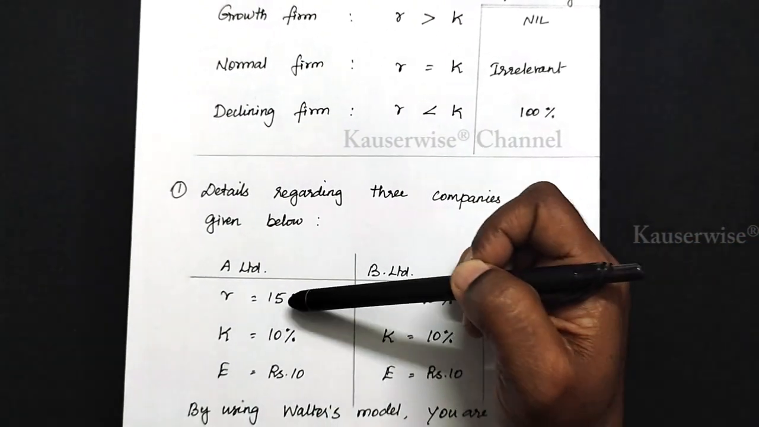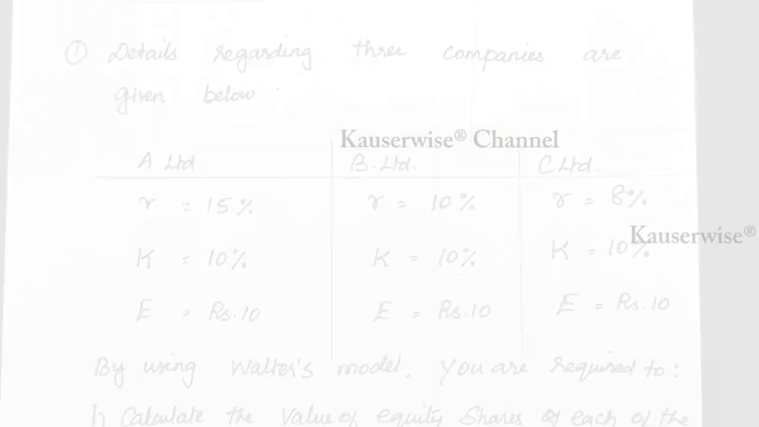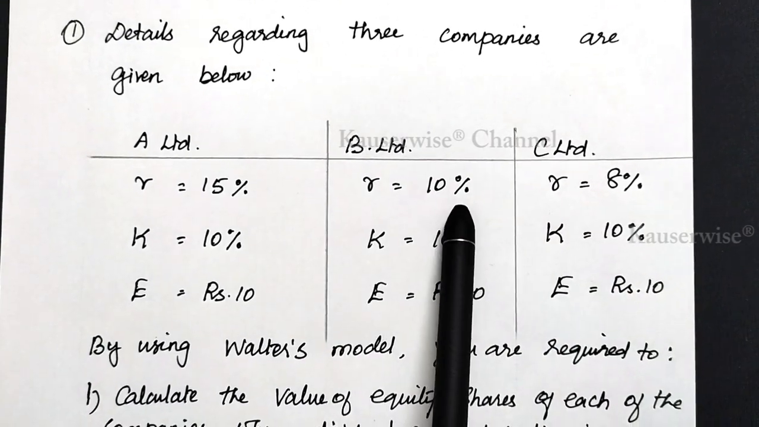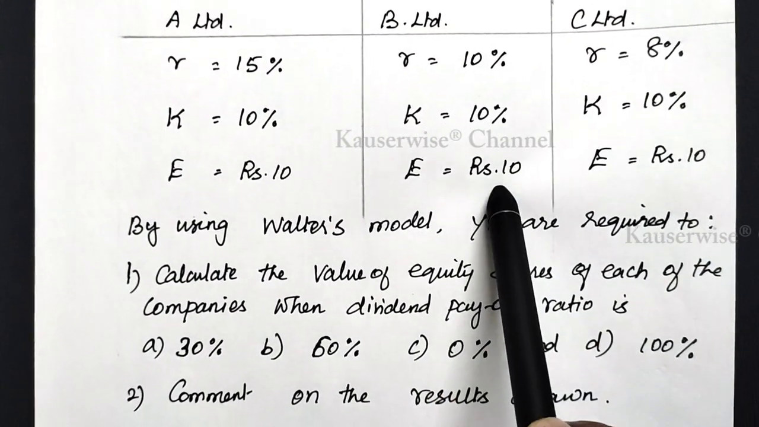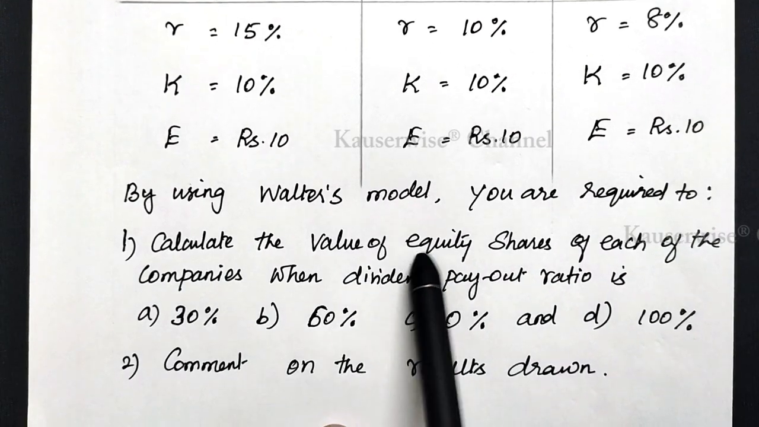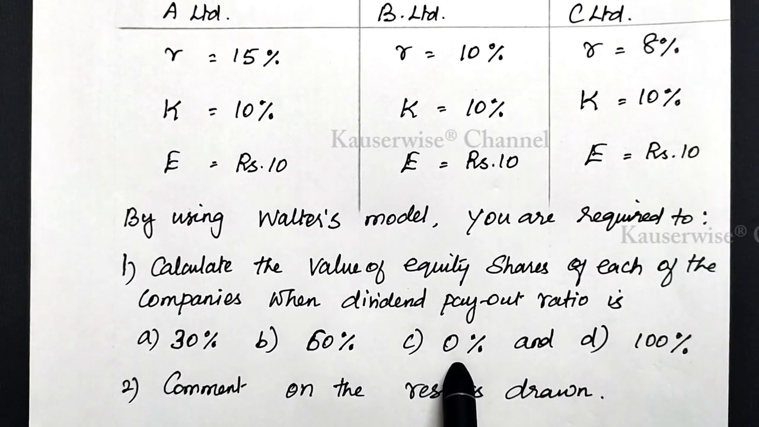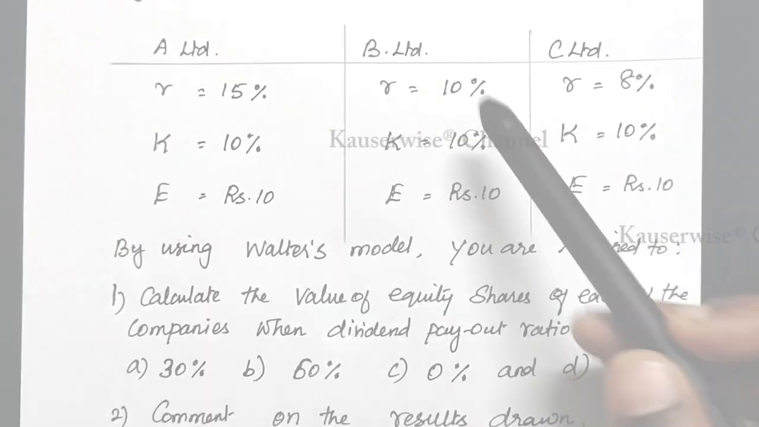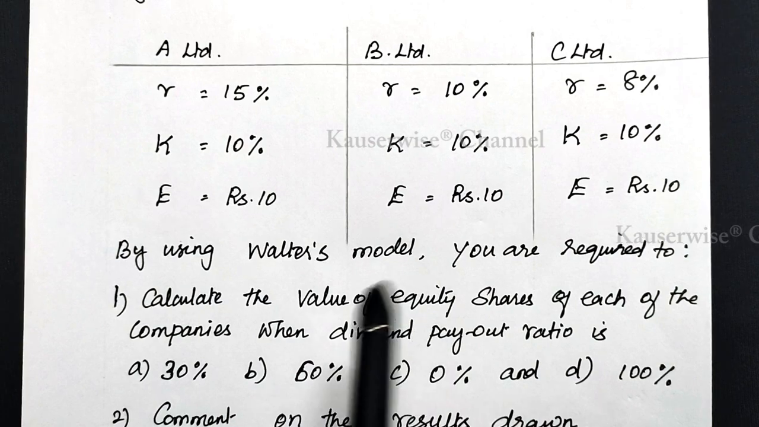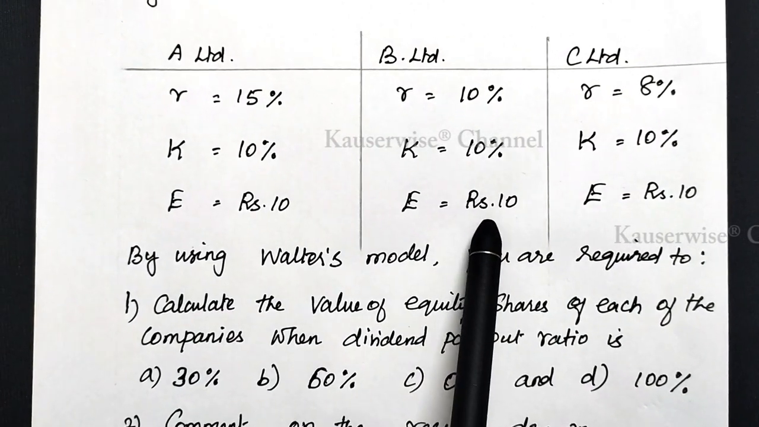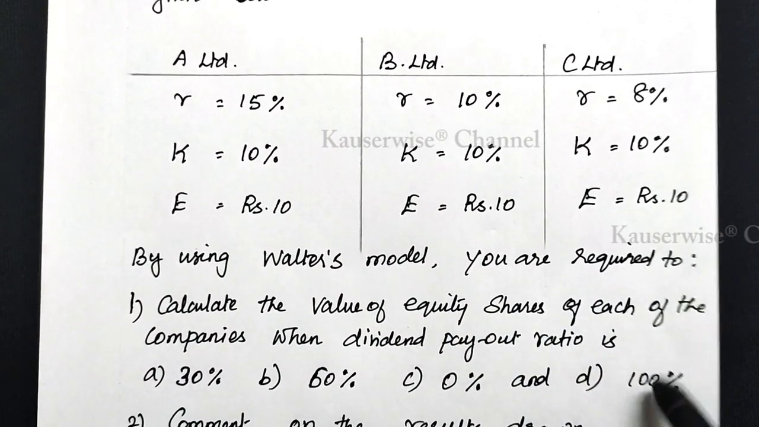In the same way, we are going to calculate the market value per share for the second company, that is B Limited. See the problem for B Limited. R is 10%, K is 10%, earning per share is 10 rupees. With this information, they are asking you to find out the value of equity share under 4 different options: 30%, 60%, 0% and 100%. Here they have given R, K, E, so we need to calculate D. For D, what is the procedure? 30% on earning per share and 60% on 10 rupees, 0% on 10 rupees, 100% on 10 rupees.